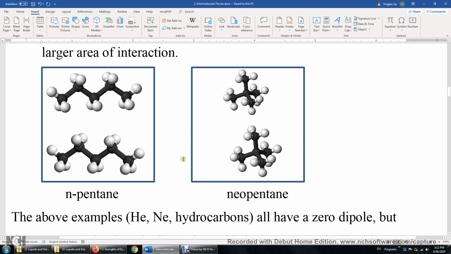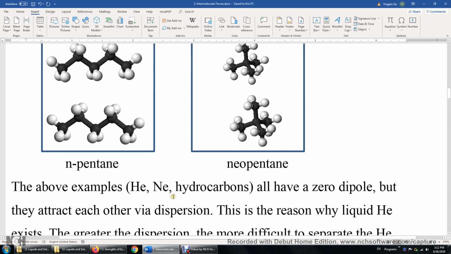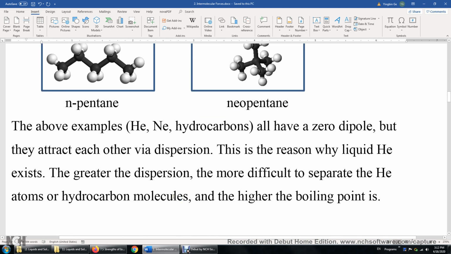In all these examples, helium, neon, argon, hydrocarbons, they all have a zero dipole moment, but they do attract each other via dispersion. And again, this is why liquid helium exists. Without dispersion, there's no way to make liquid helium, liquid argon, liquid methane, because again, even methane, CH4, has a zero dipole moment. Although the electronegativity values of carbon and hydrogen are slightly different, the bond polarities cancel in CH4.